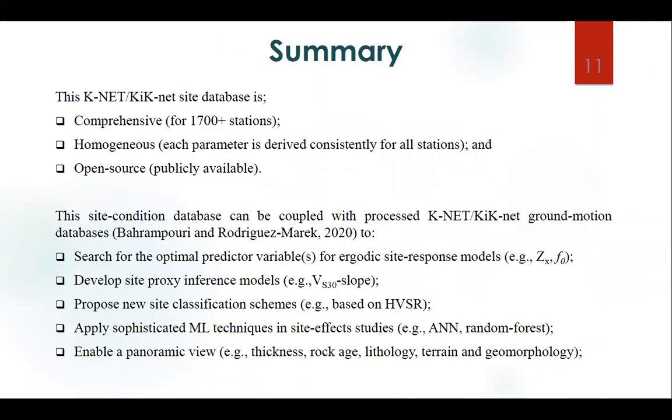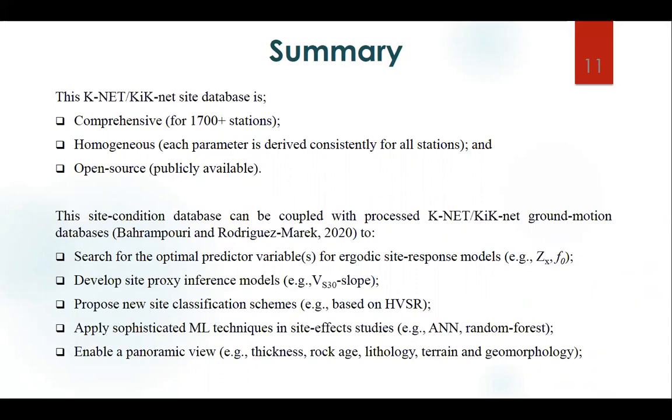So the open source site database has three features. Firstly, it's comprehensive because it's for a total number of 1,700 plus strong motion stations in Japan. And secondly, it's homogeneous because each parameter is derived consistently for all the stations. And thirdly, it's publicly available.